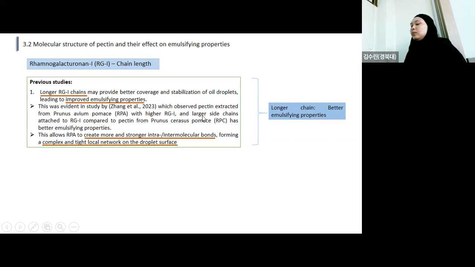So longer chain means they will have larger side chains, and these larger side chains allow the creation of more and stronger intra or intermolecular bonds. So this bond will lead to a more complex and tight local network on the droplet surface, and it will lead to the better emulsifying properties of pectin. So the conclusion here, a longer chain of RG1 pectin will have better emulsifying properties.